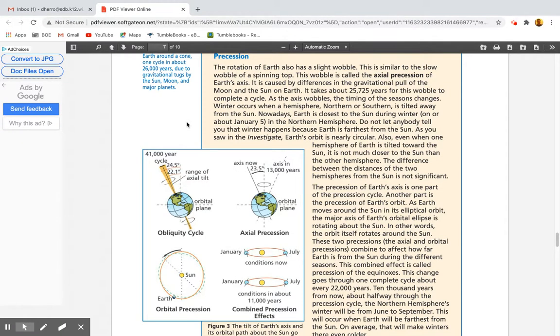As you saw in the investigate, Earth's orbit is nearly circular. Also, even when one hemisphere of Earth is tilted toward the Sun, it is not much closer to the Sun than the other hemisphere. The difference between the distances of the two hemispheres from the Sun is not significant.